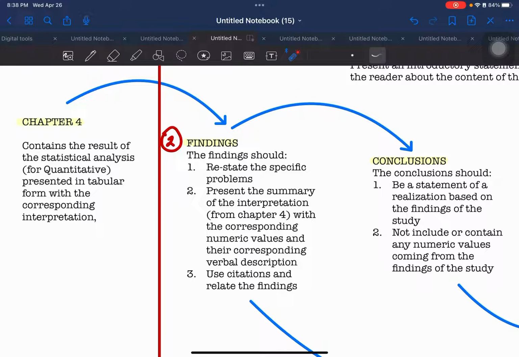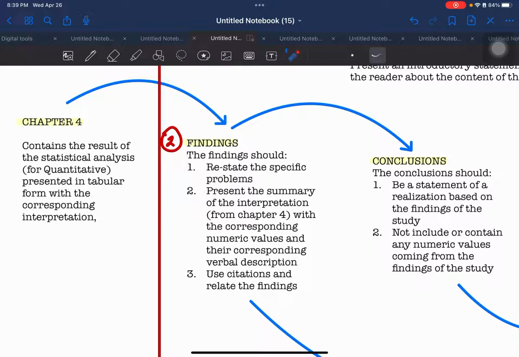Okay, now, the second part of number 2 with the corresponding numeric values. So, you have the interpretation. The interpretation should include the numeric values and their verbal description. Both of these are again included in chapter 4. That is why summary of findings of chapter 5 is based or taken from chapter 4, based from the results that were presented in chapter 4.